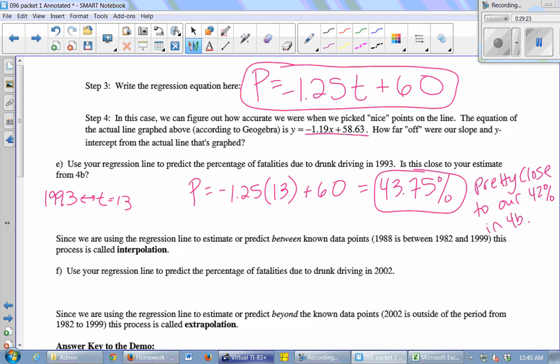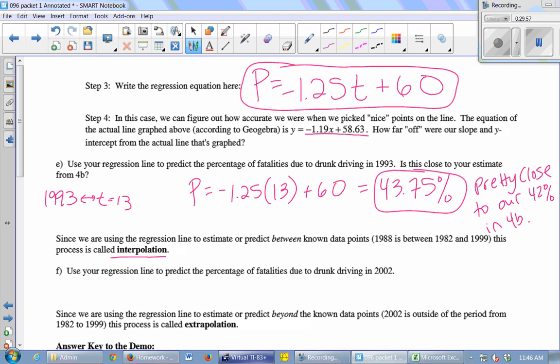1993 was within the range of data that I had. I gave you some data from 1982 to 1999, and 1993 is somewhere in between there. So we call that interpolation. When you use a data point that's within the range you already have, we call that interpolation. Inter means between, right? Inter, between, interpolation.